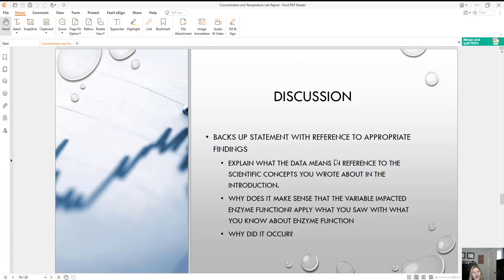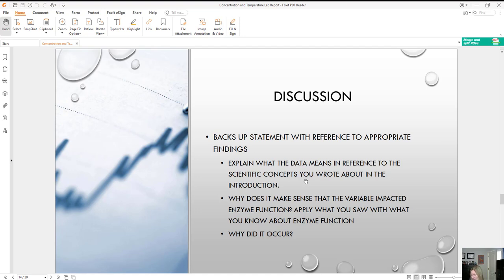You'll also want to back up the statements with reference to appropriate findings. So in your discussion, you're basically interpreting that data. So explain what's happening and why it's happening. So explain what the data means in reference to the scientific concepts you wrote about.